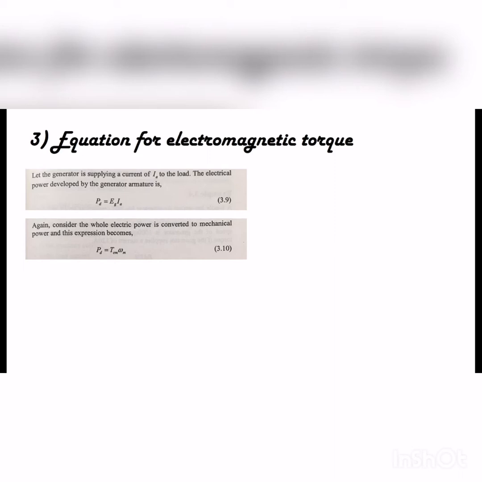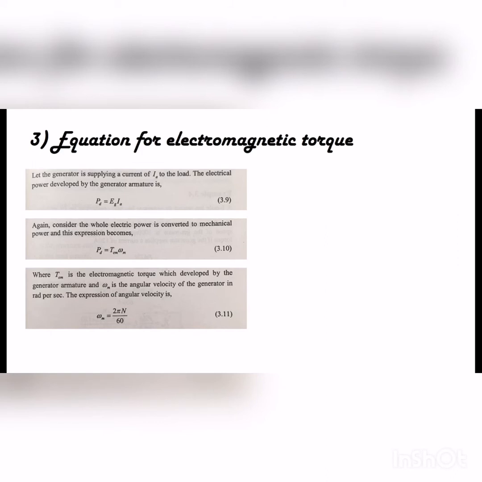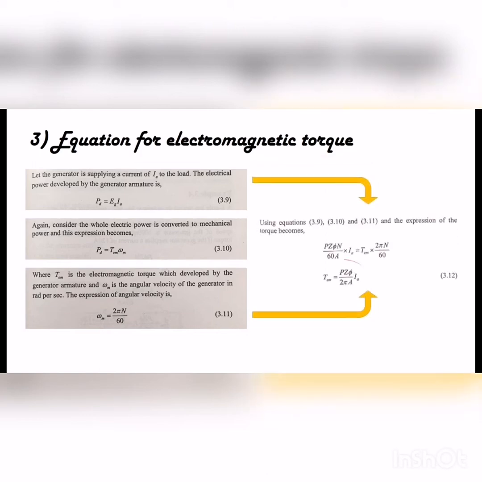Keep that in mind, we have to find an equation for electromagnetic torque. Before substituting both of these equations together, we have to find an expression for angular velocity, which is 2 pi n over 60. Now, substituting both of these equations together, we get this final equation for electromagnetic torque, which is Pz times magnetic flux over 2 pi a times current.